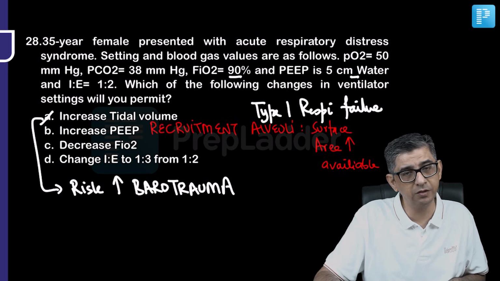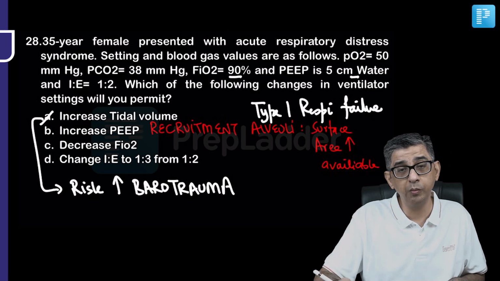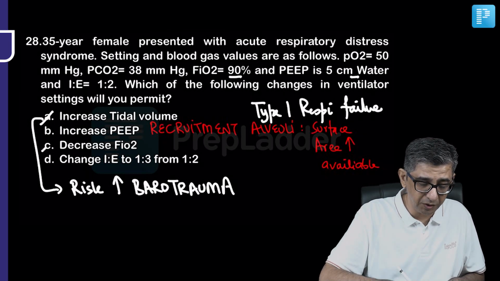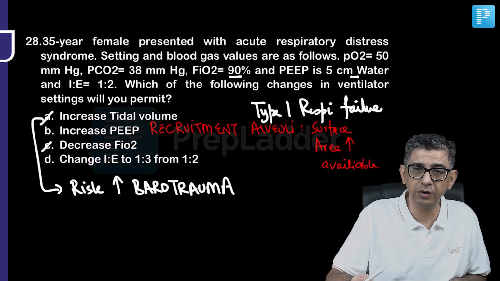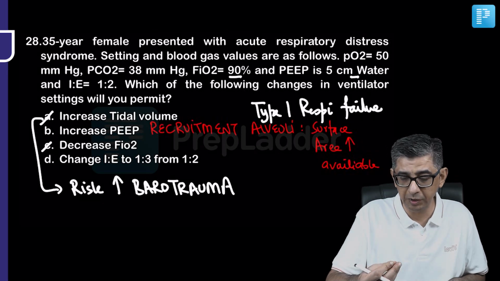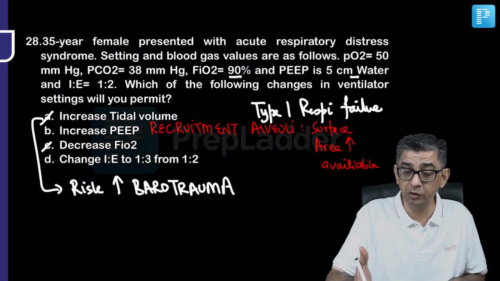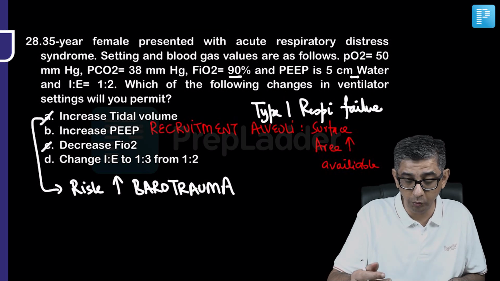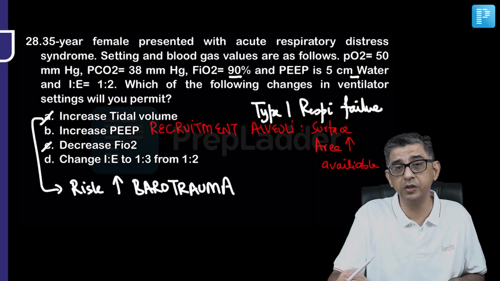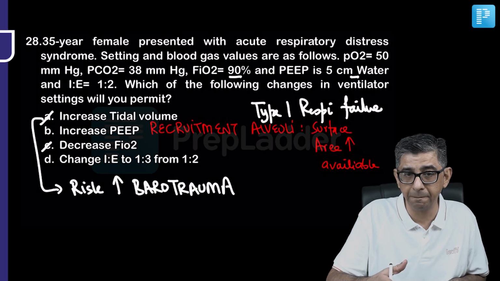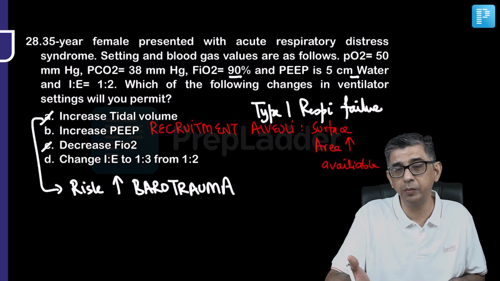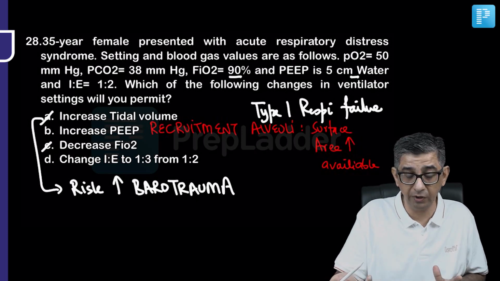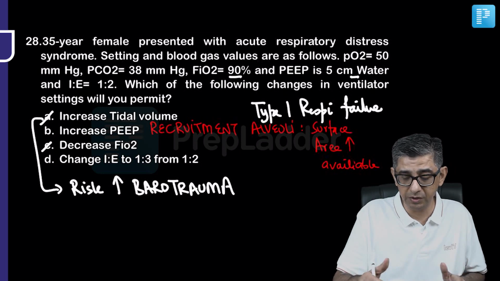Let's look at C, decrease FiO2. FiO2 90% is fairly high. I'm risking oxygen toxicity, but if I decrease it further, then the person will worsen. Most patients of ARDS, in spite of giving supplemental oxygen, in spite of going in for non-invasive ventilation, you might be generating a FiO2 of 90%, but still there is hypoxia because the alveoli are collapsing. So decreasing FiO2 would not be advisable in this case. If it was increasing FiO2, that would have made more sense, but decreasing FiO2 would rather worsen or deteriorate this patient.